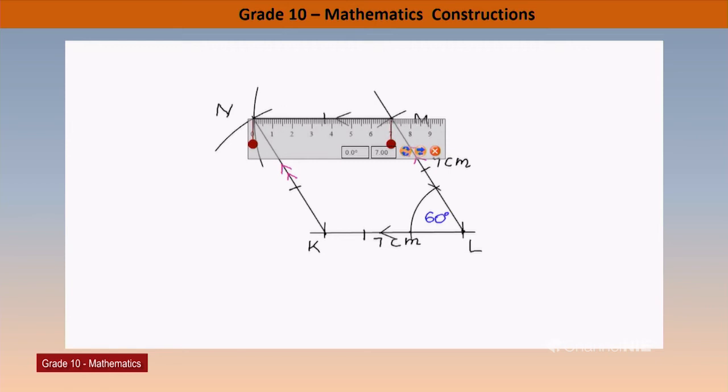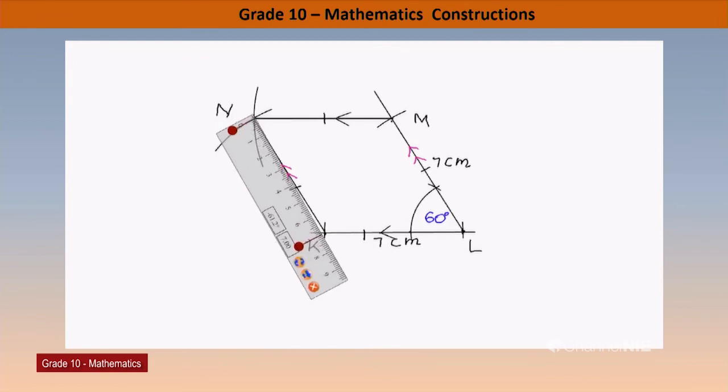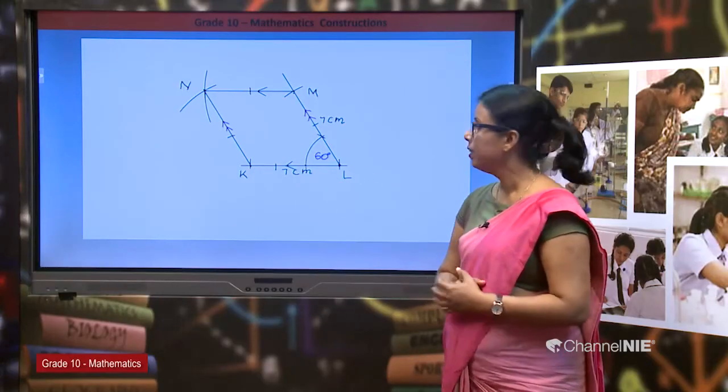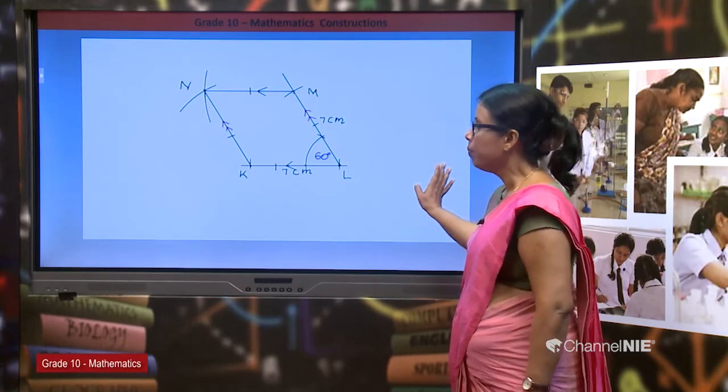Let us measure and see whether we have taken the distance correctly. You also can try whether you have made your rhombus correctly. So, all the sides equal, it is a quadrilateral with all the sides equal and opposite sides parallel. So, we have constructed the rhombus KLMN.